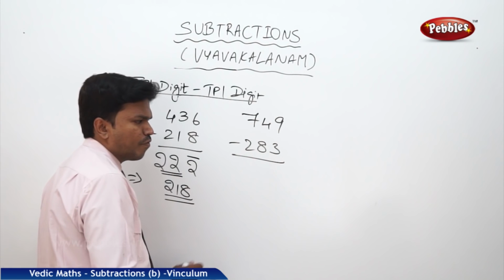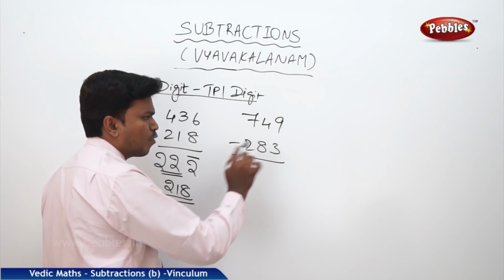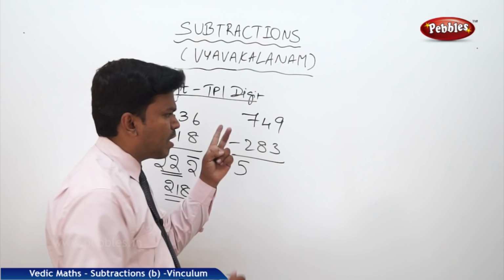One more example. 749 minus 283. So 7 minus 2, 5. Okay, 4 minus 8, not possible. So do 8 minus 4.